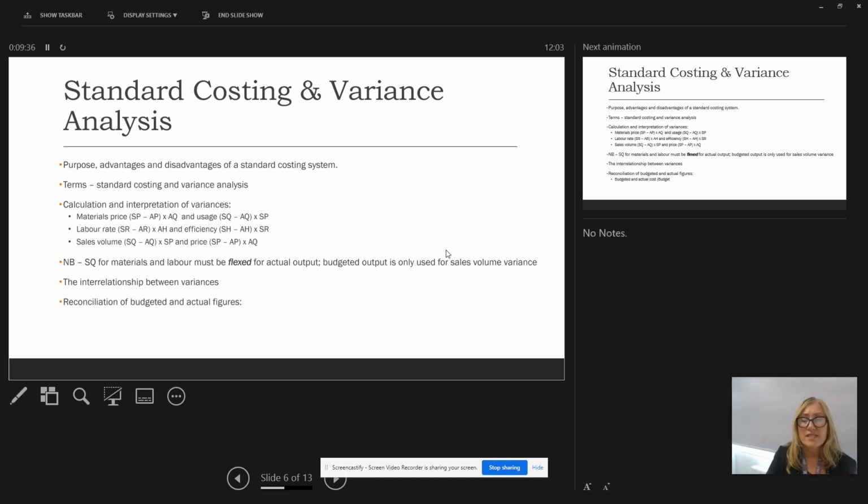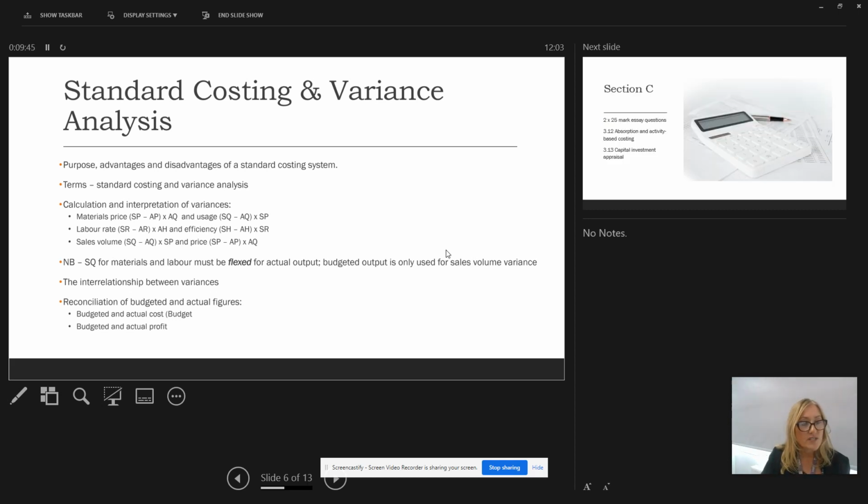You're going to need to be able to reconcile budgeted and actual figures. So remember that if you want to reconcile the budget and the actual cost, remember to start with the budgeted cost, and then an adverse variance will actually increase that budgeted cost and a favourable variance will reduce it.